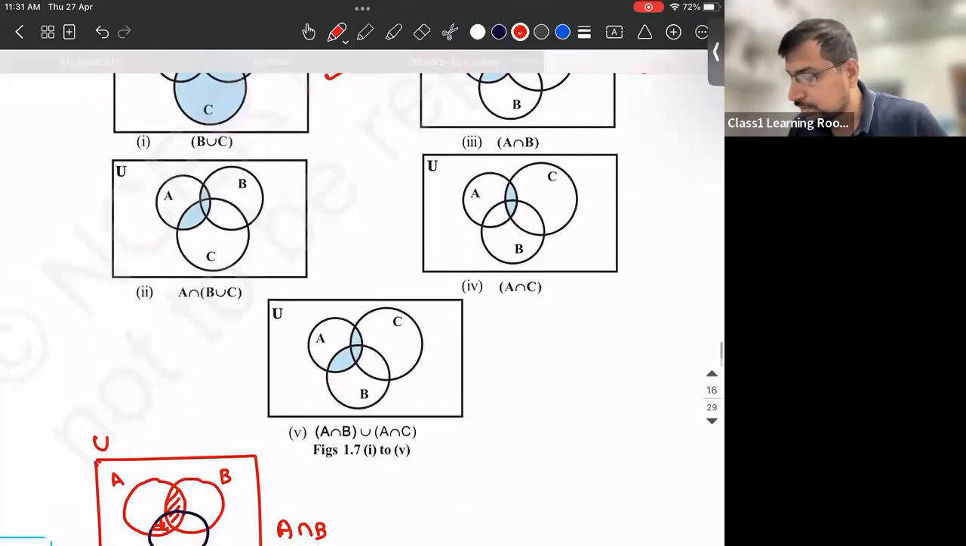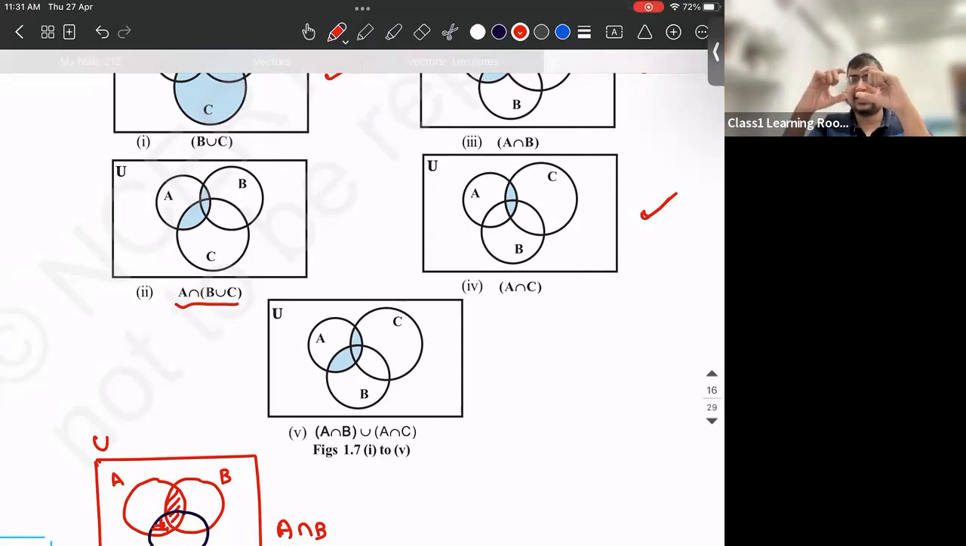Now, using the same logic, I would suggest you try to draw the diagrams first. Break it into two parts and then try to draw the diagram. Draw A intersection C. Since they asked for A intersection C, first draw set A, set C. Thirdly, draw the set B. Finished? Yeah.